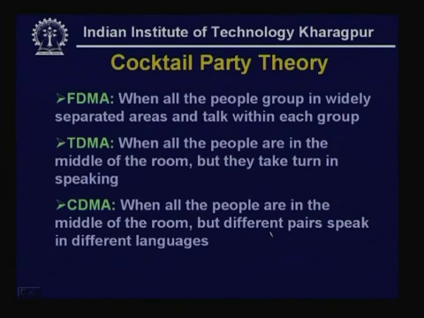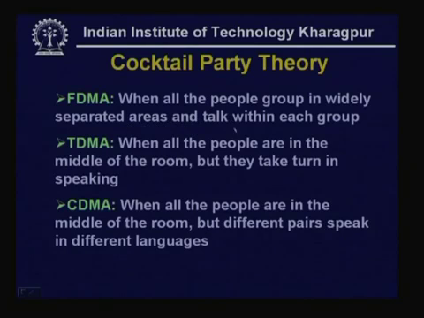The three basic approaches can be best explained with the help of a very simple cocktail party theory. Suppose a cocktail party is going on, say the banquet dinner of a conference, and it is going on in a big area, and there are three possible alternatives. In one case, all the people group in widely separated areas and talk within each group. Normally we have seen different people having different kinds of interest, groups in different locations, different areas of the area where the cocktail party is going on.